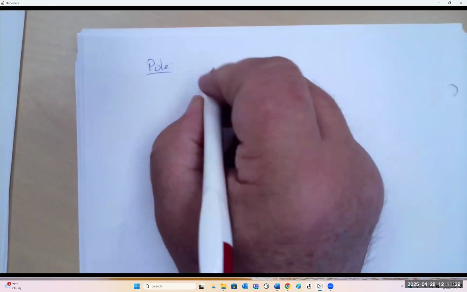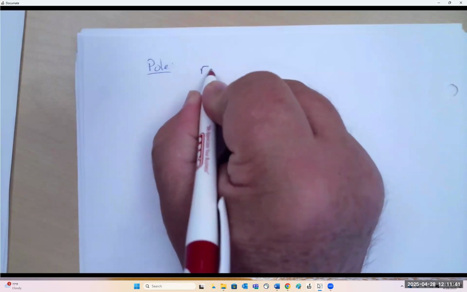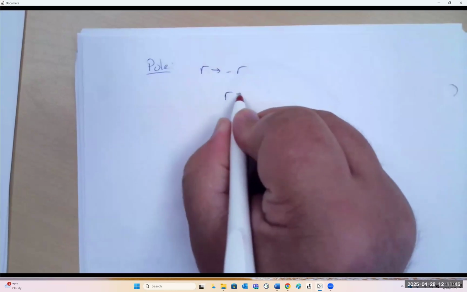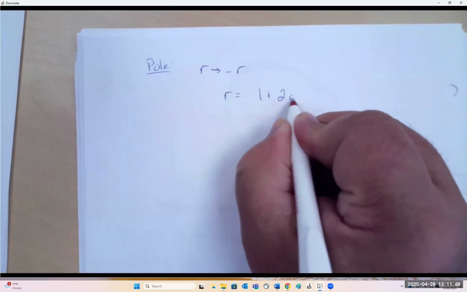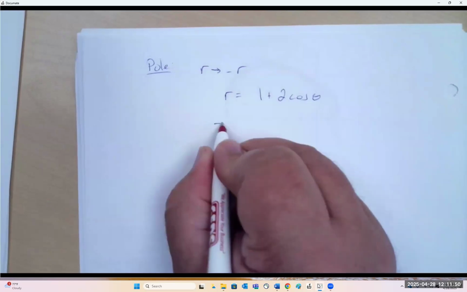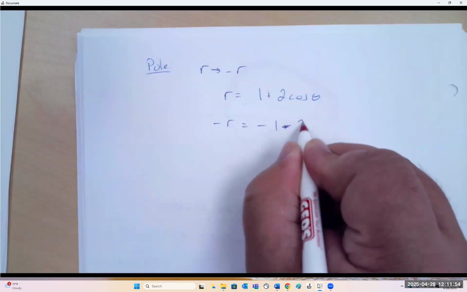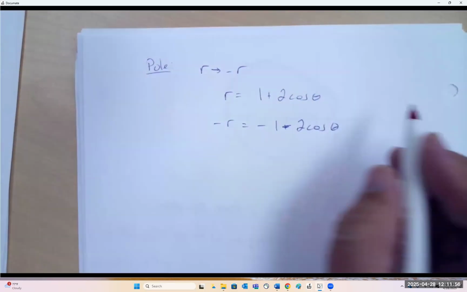And the pole test. So we have r equals 1 + 2 cosine theta, minus r equals -1 - 2 cosine theta. It fails.